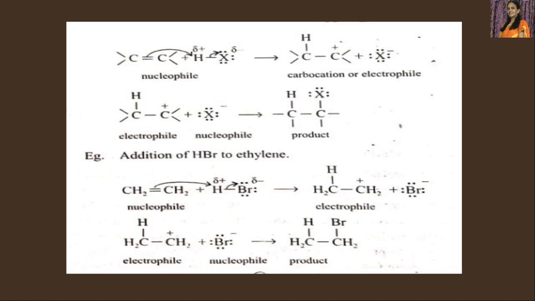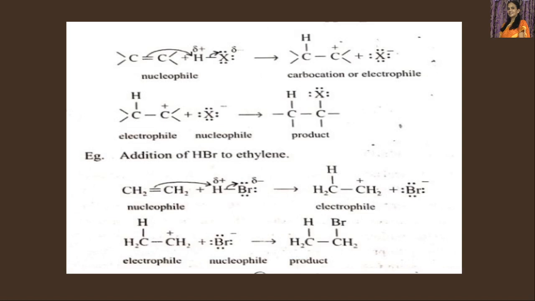So from the reagent HX, this pi bond, the nucleophile, goes and abstracts the positive part of HX. Then what happens? This is the electrophile and this acts as a nucleophile. The bond is formed between this carbon and this electrophile. See, a new sigma bond is formed between this carbon and this electrophile, that is, the hydrogen atom of this HX reagent.